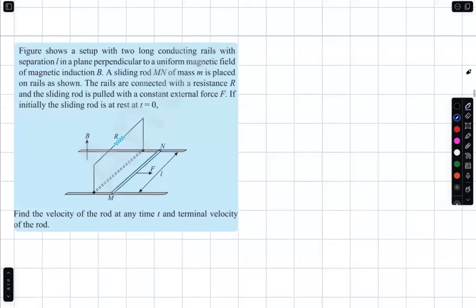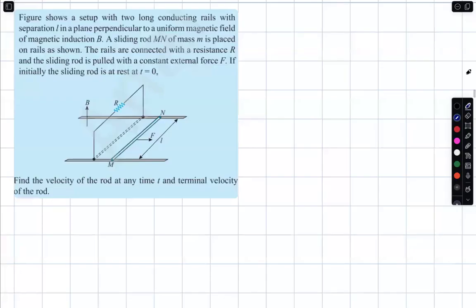Next, please try to work on this question. The figure shows a setup with two long conducting rails with a distance of separation L in a perpendicular uniform magnetic field of magnetic induction B. A sliding rod MN of mass M is placed on the rails as shown. The rails are connected with the resistance R and the sliding rod is pulled with a constant external force F. If initially the sliding rod is at rest at t equal to 0, find the velocity of the rod at any time t and the terminal velocity of the rod.